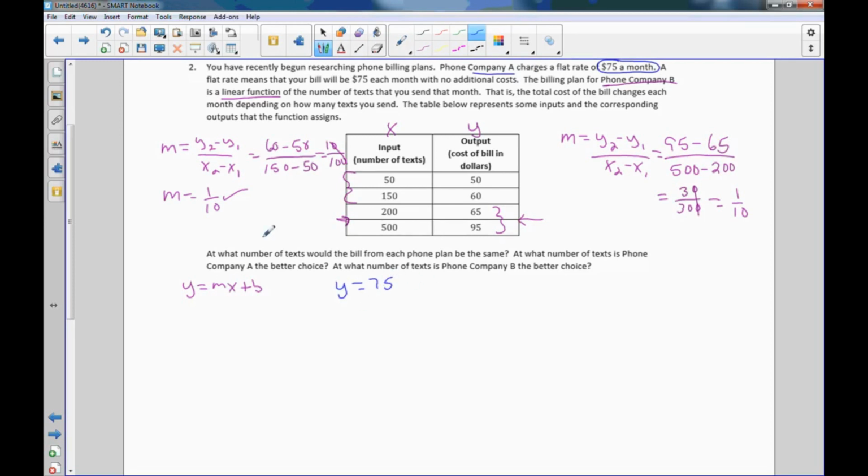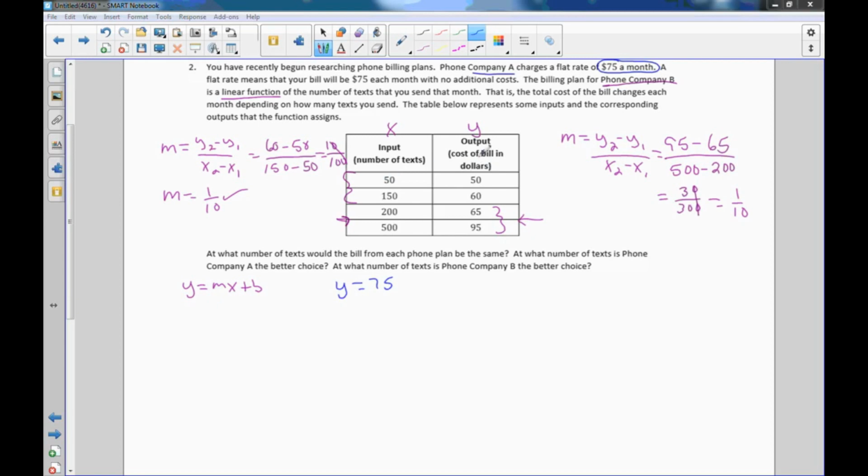But we found our slope. What we didn't find was our y-intercept, our b, which would possibly be a flat rate plus the number of texts. So if m equals 1/10, that means for every 10 texts it charges me $1. 50 texts would only be $5. So this is my x, this is my y, and this is my slope.